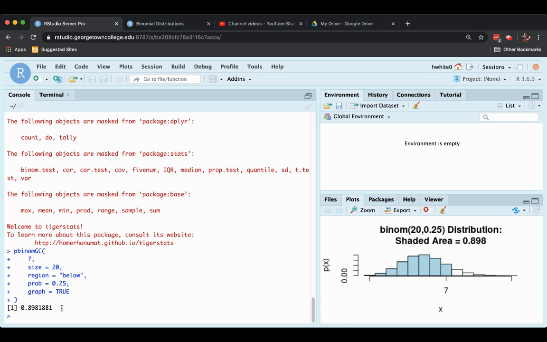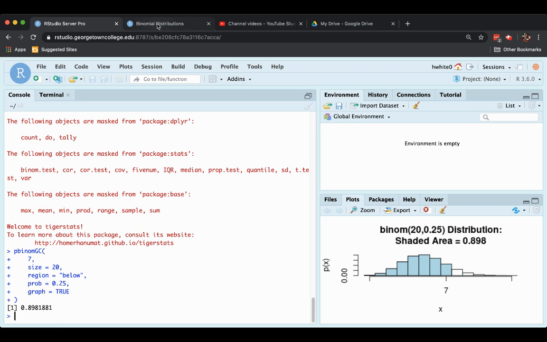So, the picture that you see over in the plot window, the rectangles represent a lot of the possible values of the binomial random variable. There's actually 21 possible values, all the way from 0, 1, 2, 3, up to 20. That's 21 values. And the height of each rectangle gives the probability.